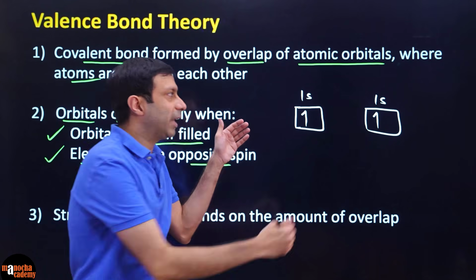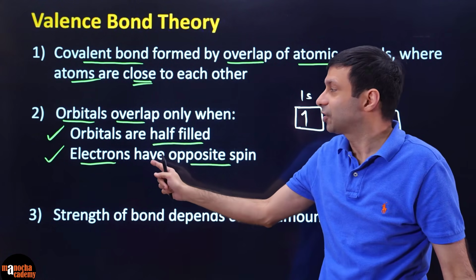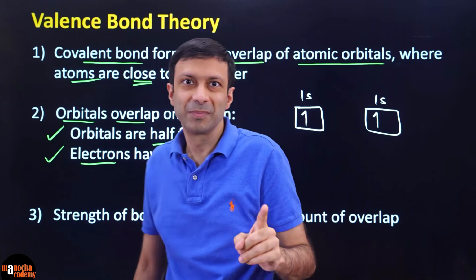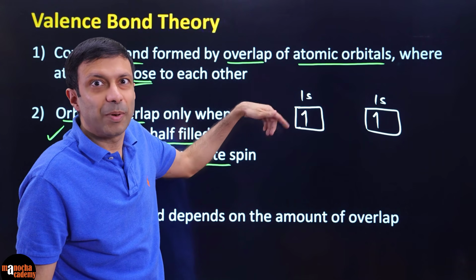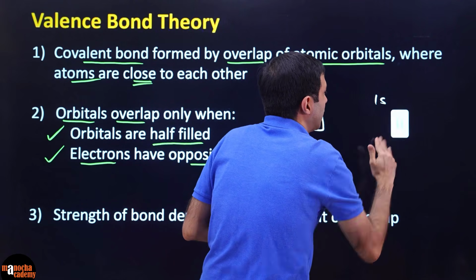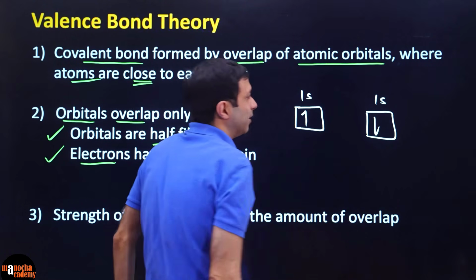Now is it okay? Can I overlap these two orbitals now? Look at the second condition. Again the answer is no, because electrons need to have opposite spin. So if you have shown one with this kind of positive spin or clockwise spin, then the other one needs to be anti-clockwise. It needs to be opposite in spin.